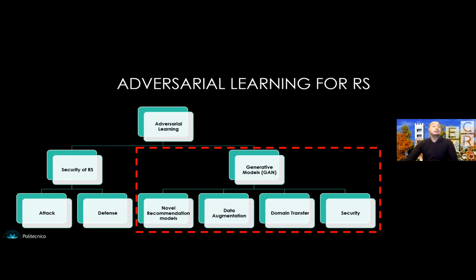In adversarial learning, these kinds of models are particularly helpful since they can generalize well and they are able to learn the unknown user preference distribution even in complex settings. For these reasons, these kinds of models are widely adopted in recommender systems to improve, let's say, collaborative filtering approaches or context-aware recommender systems or domain transfer or security or even fashion recommendation.